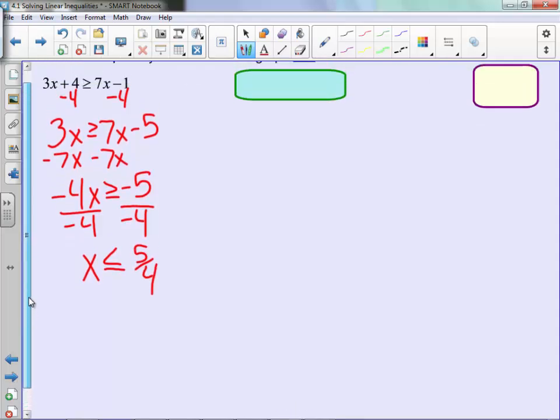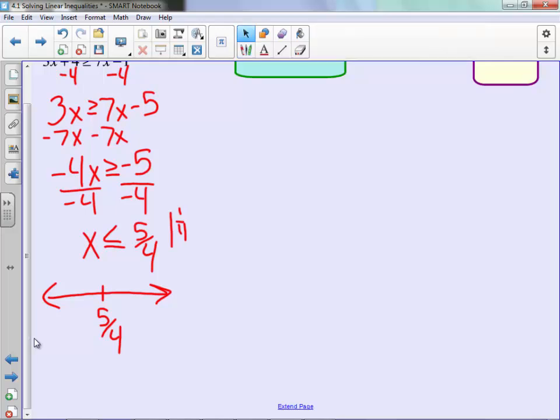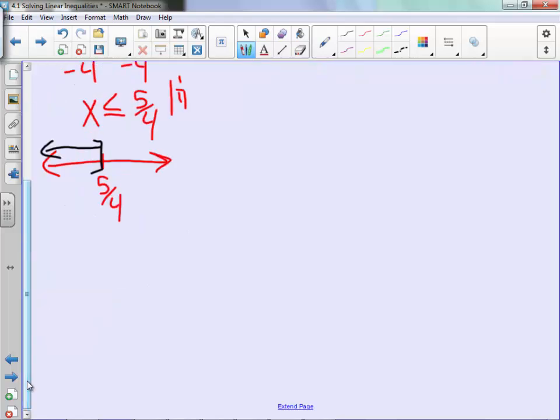So we have now solved it. We've got to write this on a graph. Remember, this is 1 and a 4. We want the numbers less than or equal to. So we have the equal, so we've got a bracket. And we want the numbers less than that, so we're going to the left. But then we also need interval notation. That means we want all the numbers from negative infinity up to 5/4, but including 5/4. So we've got our bracket.